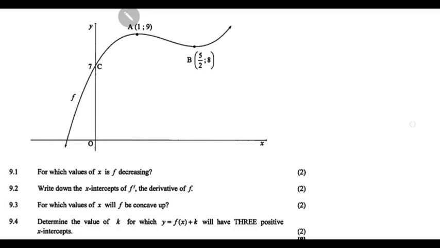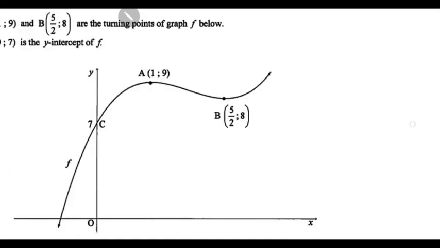Second question, write down the x-intercept of the first derivative. Remember, at the turning points, we got two turning points, the first derivative is equal to 0, and then we find the value of x. So you're looking for the x-intercepts of the first derivative. Obviously, at an x-intercept the y value is equal to 0.